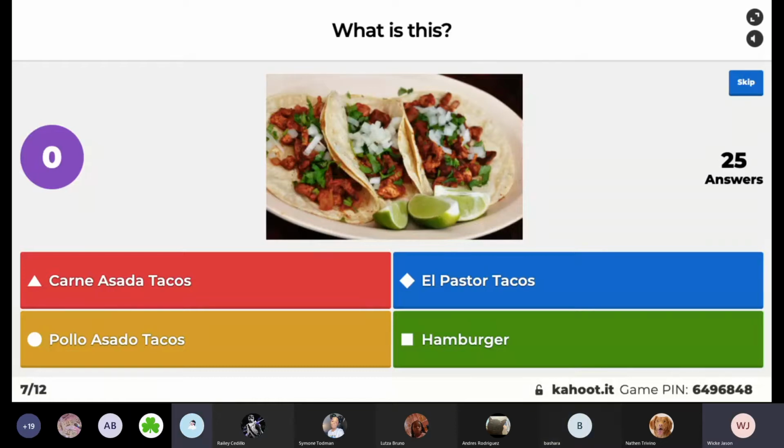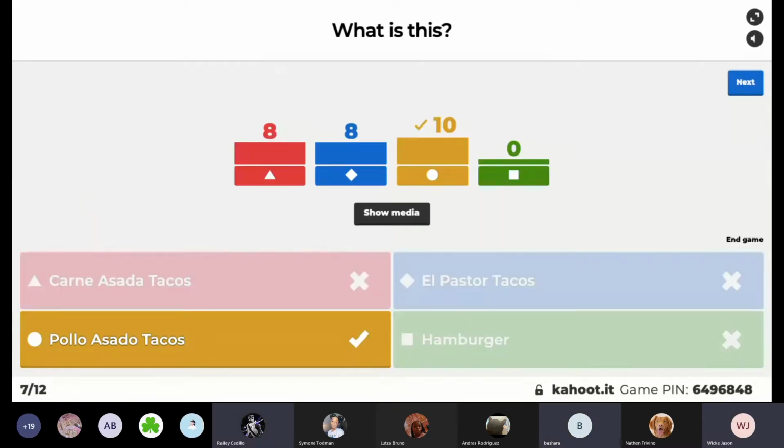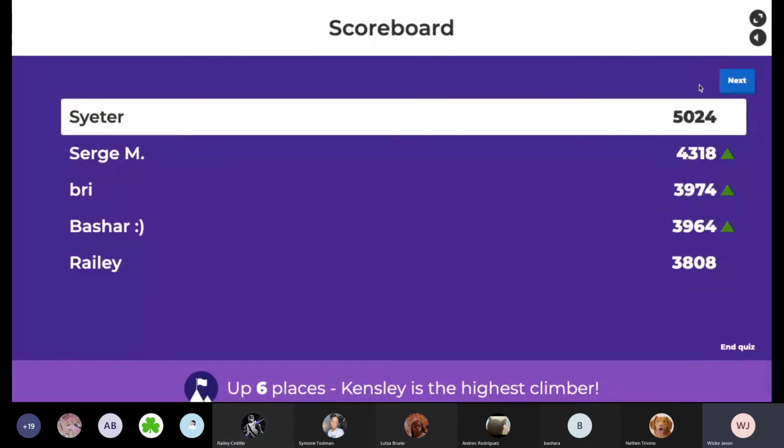Yeah, I know what it is. It's pollo asada, which is meat. Chicken, right? You know what pastor is? What's pastor? My parents eat that. I think it's tongue, isn't it? Isn't pastor tongue? I think so. All right.